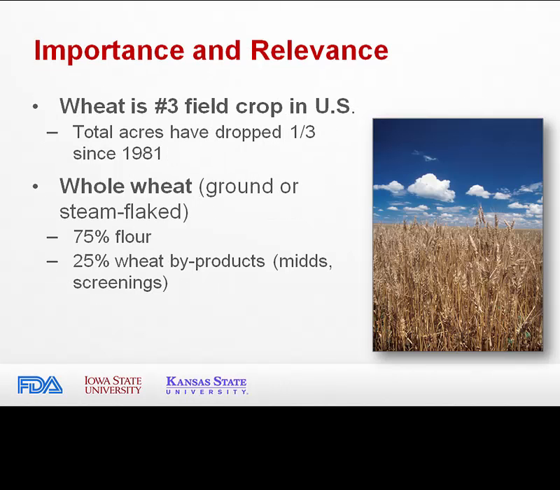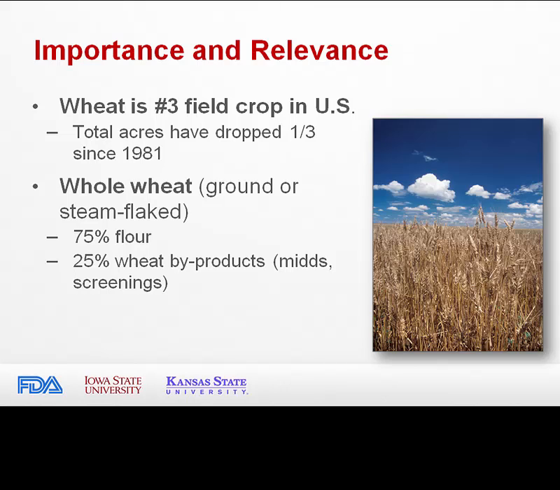Wheat is ranked third among field crops in total acres planted, acres harvested, and gross farm receipts after corn and soybeans. However, total acres planted has dropped by 1/3 since its peak in 1981 due to increasing acreage from other field crops. Sometimes it is fed as a grain to livestock. For pigs, it is ground, and for cattle, it is steam flaked. However, wheat is primarily grown for human consumption and therefore not usually economical to feed to animals.